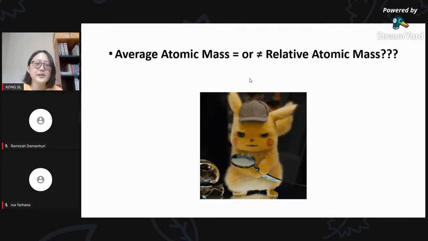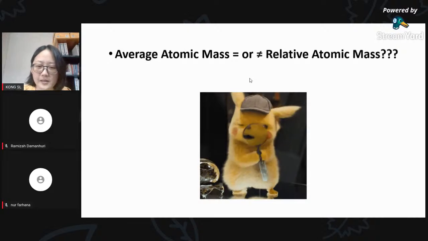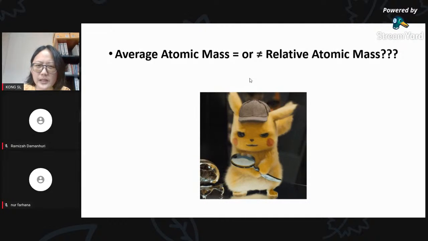Before we proceed with the example, I want to ask you: is average atomic mass equal or different from relative atomic mass? Is it the same or not? Ask yourself. Is average atomic mass the same as relative atomic mass or not? Either it is the same, or it is different. If it is different, different in what aspect?